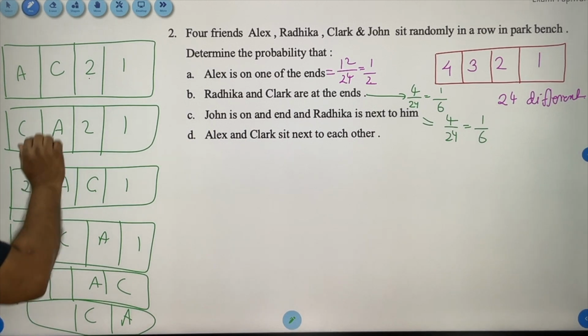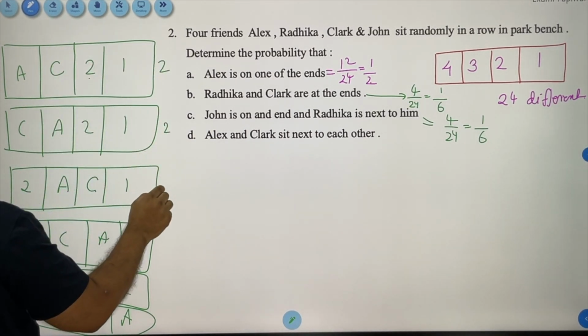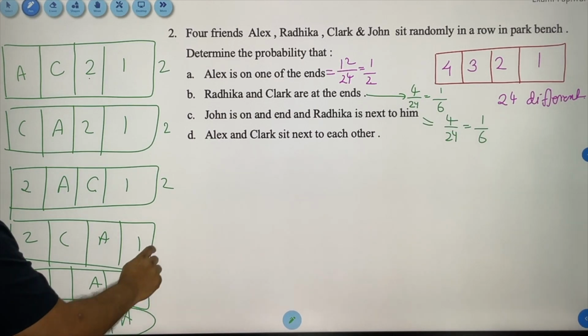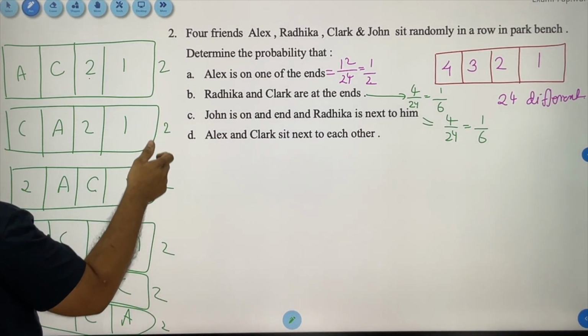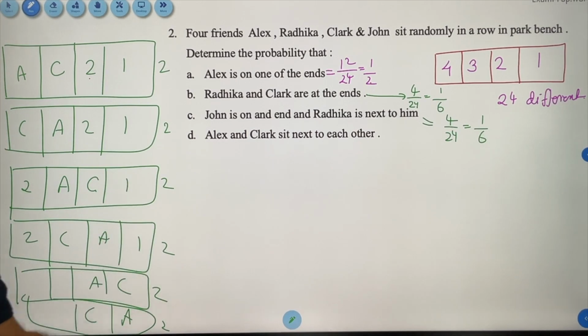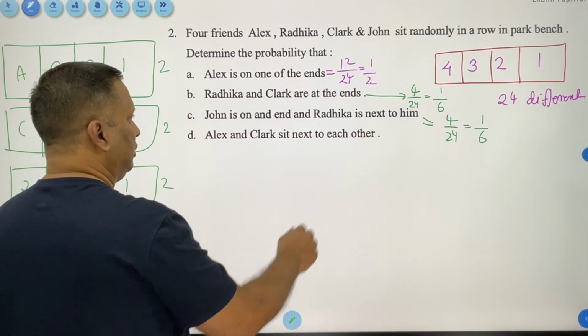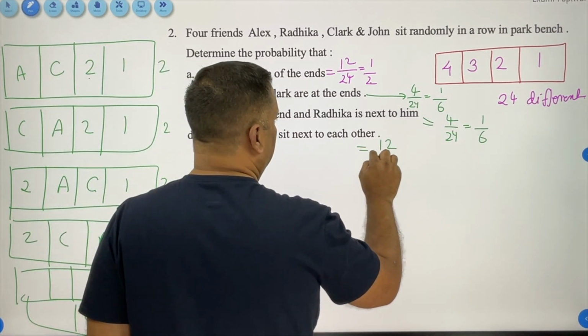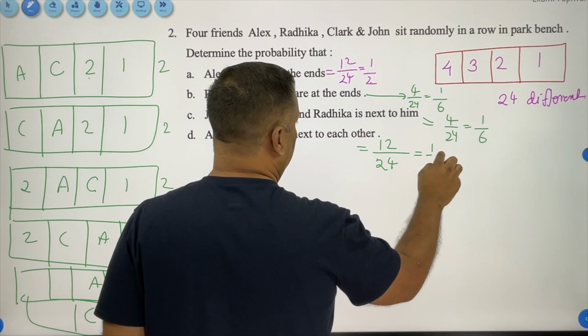Okay. So how many possibilities? 2, 2, 2, 2, 2, 2. 2 plus 2, 4, 6, 8, 10, 12. There are 12 such possibilities when Alex and Clark are sitting next to each other. So this is 12 upon 24, which is 1 upon 2.